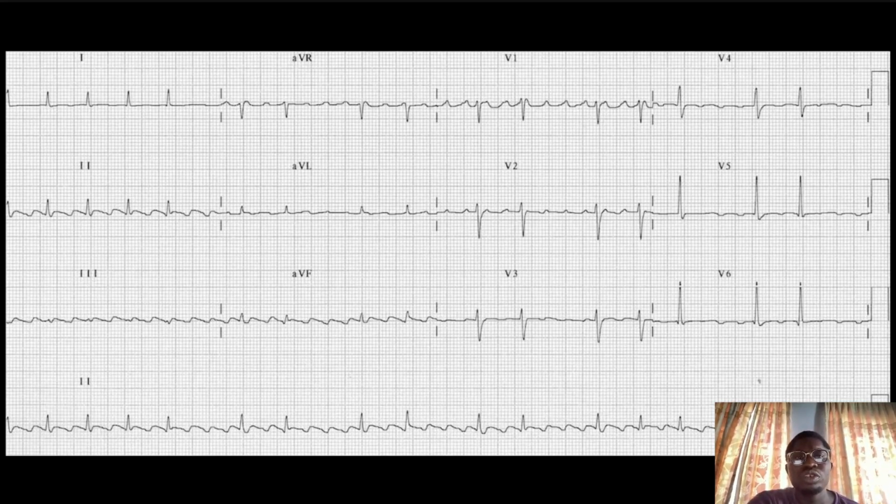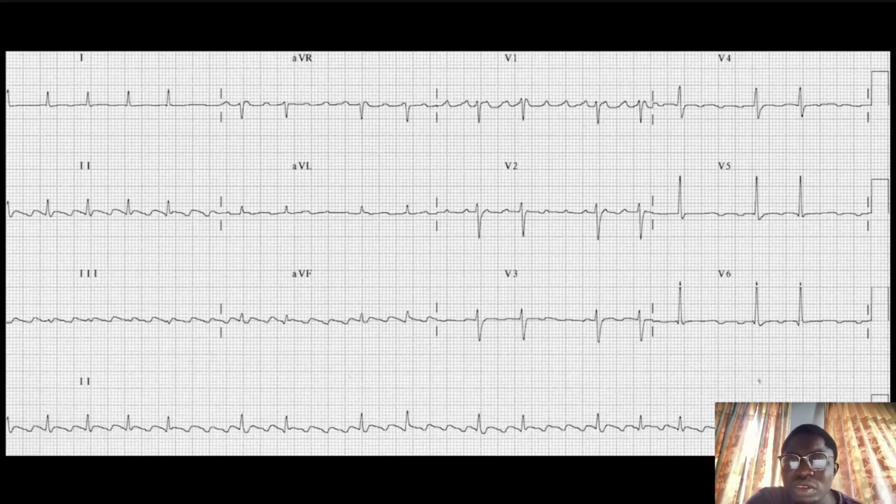Yeah, so in summary, some of the findings we see are no P waves, flutter waves instead, normal cardiac axis, atrial depolarization rate of 300 per minute, narrow QRS complex. Yeah, there's our classic findings we see in something called atrial flutter. You can actually check to confirm if there is a bundle branch block. No bundle branch block. Okay.